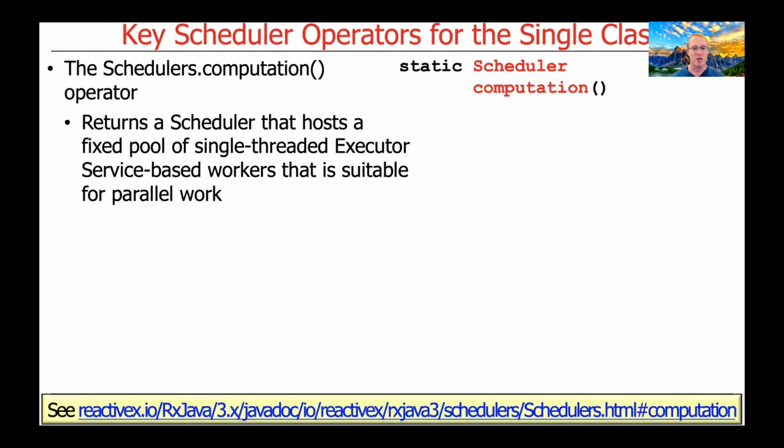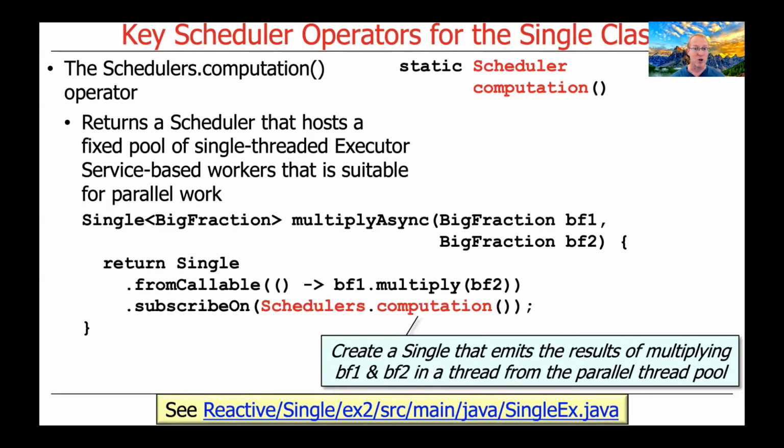This operator returns a scheduler that hosts a fixed pool of single-threaded executor service-based workers that's suitable for parallel work. Here's a code snippet we'll look at in more detail when we get to the case study at the end of this lesson. This particular code snippet shows how you can create a Single that emits the results of multiplying 2 big fractions together in a thread from a parallel thread pool.